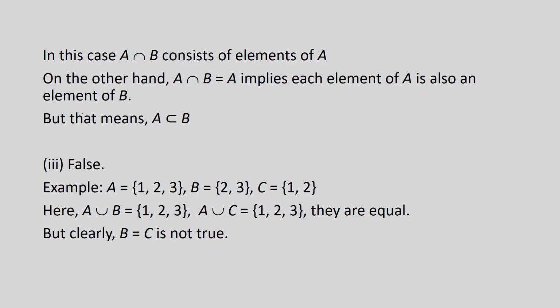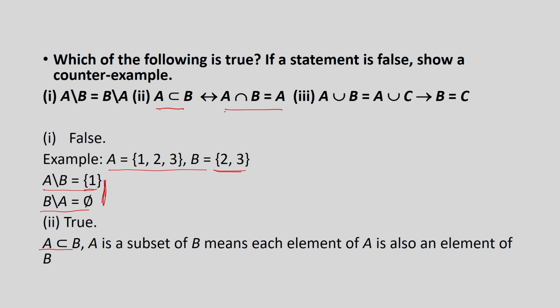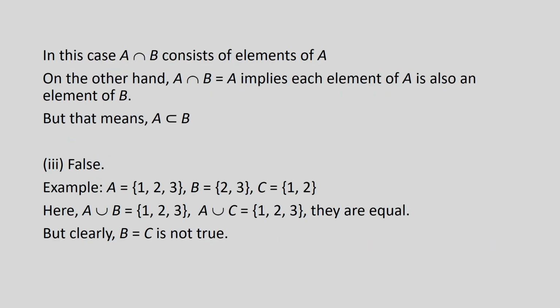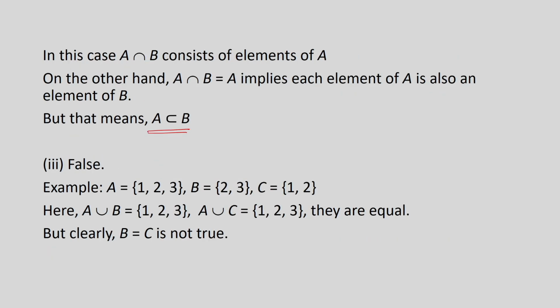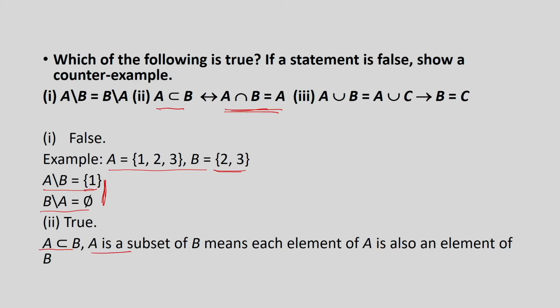On the other hand, A intersection B is equal to A implies that each element of A is also an element of B. Okay. So, that was the right hand side, A intersection B is equal to A. So, if this is true, then what does it mean? It means each element of A is also an element of B. Okay. So, that basically means that A is a subset of B. So, that is why this is implied from this and that is implied from this. Okay. So, that is why we are saying that the second statement is correct.